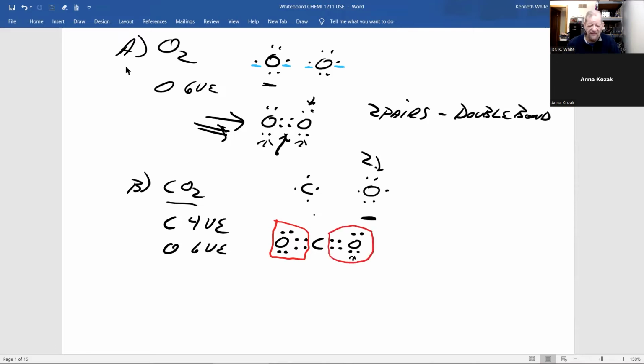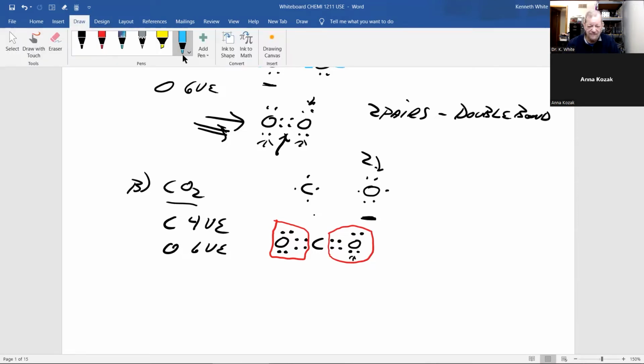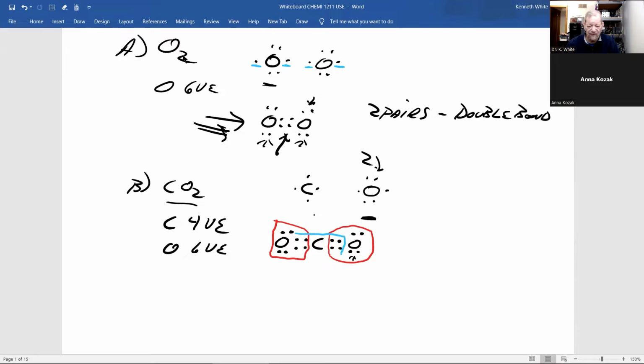Same thing here. Now, if we look at carbon, in the blue, 2, 4, 6, 8. If we come up here, each oxygen will have 8 electrons. So that's the beauty or the importance of the octet rule. Remember, in a covalent bond or any bond, atoms gain, lose, or share electrons to have 8 valence electrons.